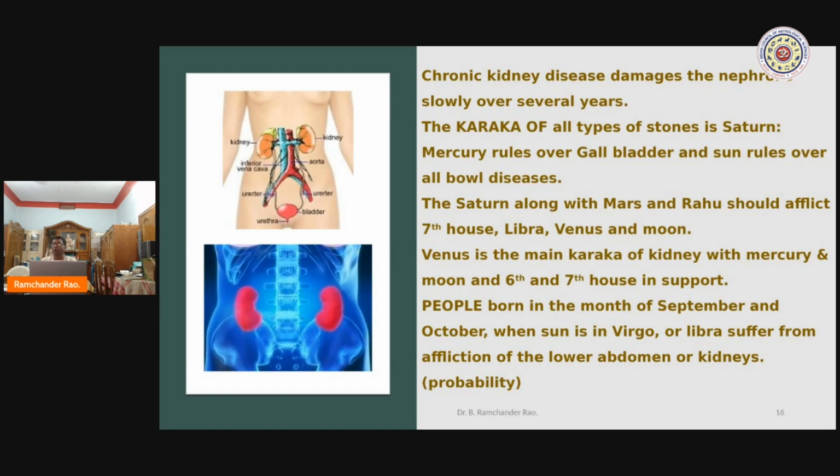This is only a probability. People born in the month of September and October, when Sun is in Virgo or Libra, suffer from affliction of the lower abdomen or kidney. This is a probability, when the transit happens. In the kidneys we sometimes feel burning, as if something is happening in our kidneys, because the Sun gives inflammation.